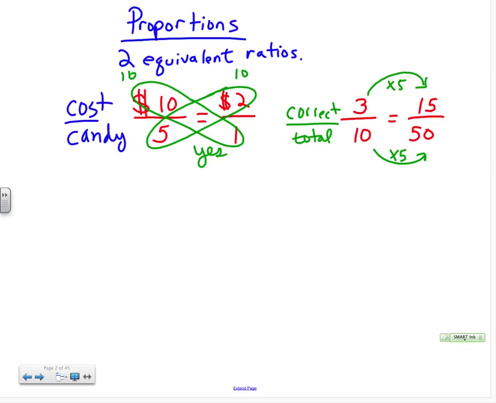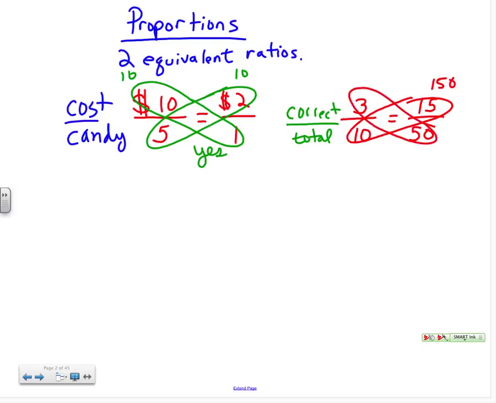proportional. Another way I could do that is using my cross products. That's like the shortcut. 10 times 15 is 150. 50 times 3 is 150, so since those two cross products are equal, they are equivalent. So we're going to use what we know to get into setting up proportion problems.